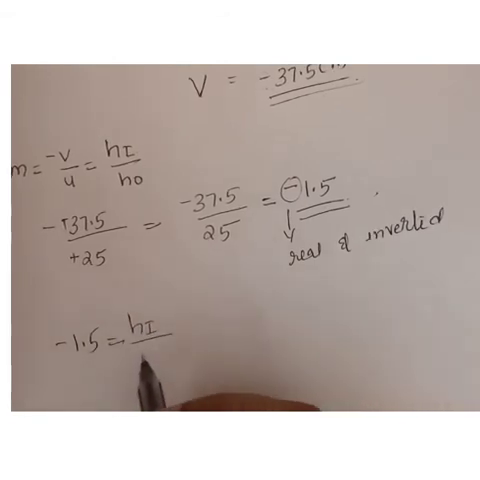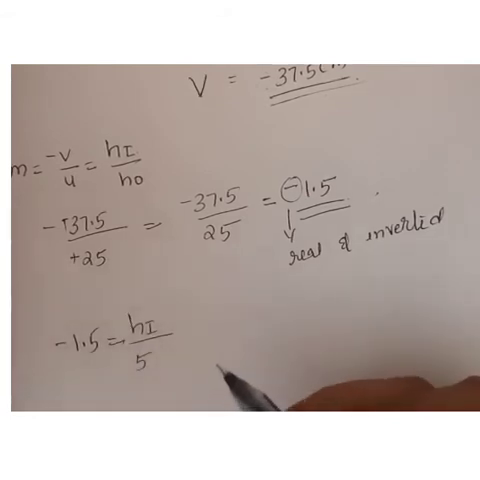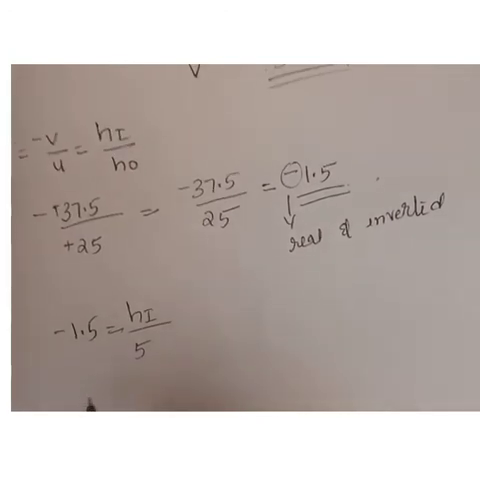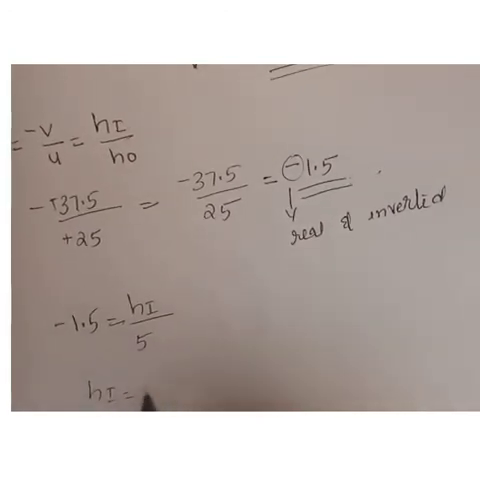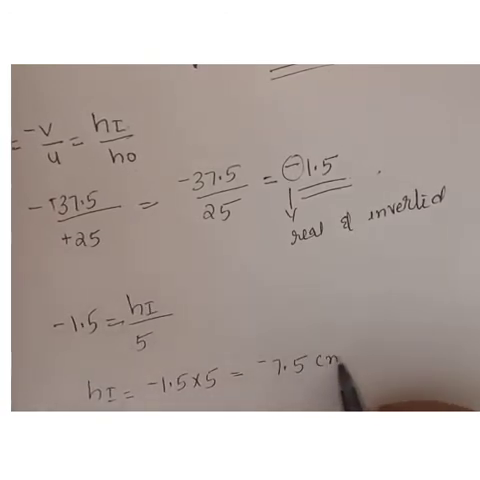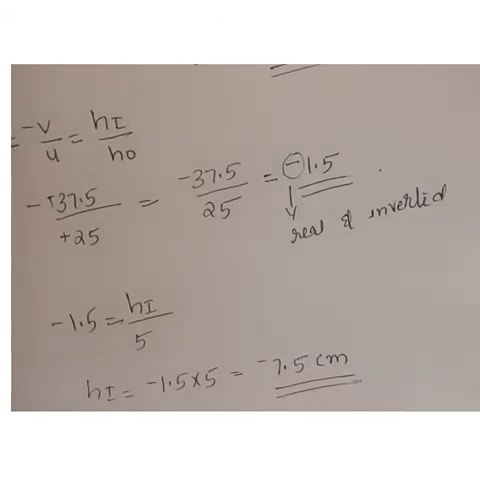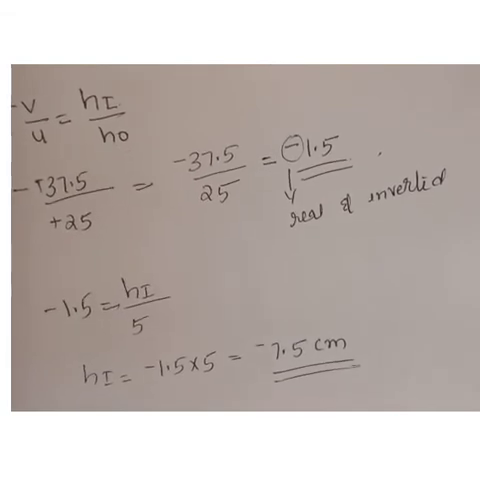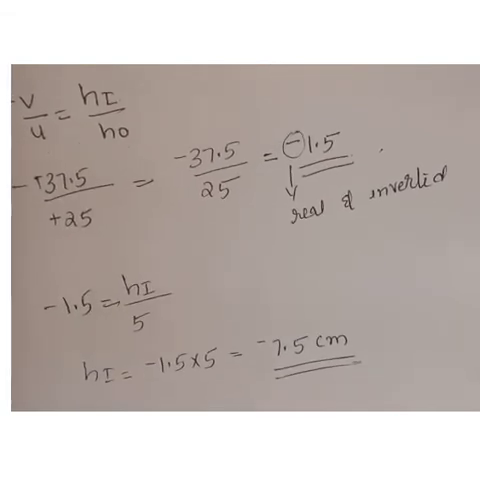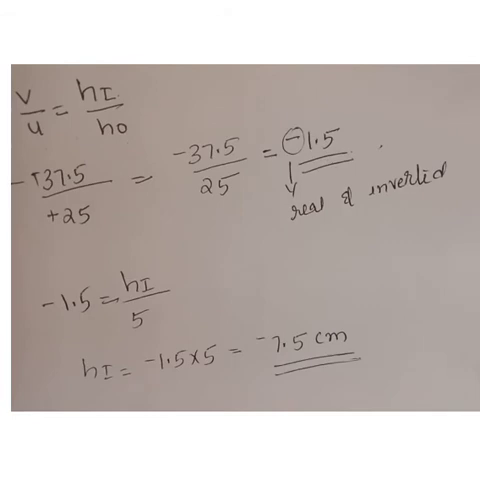Hi divided by ho. In the question, ho is also given. That means the size of the object is 5 centimeter. So what is hi? Hi is equal to minus 1.5 into 5. So what's the value? It is minus 7.5 centimeter. So the image is real and inverted, and the height of the image is 7.5 centimeter, formed at a distance of 37.5 centimeter in front of the mirror.